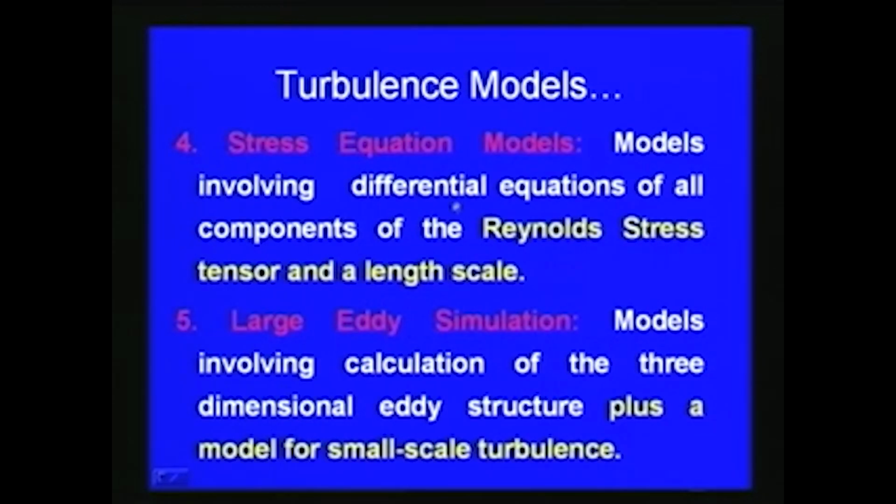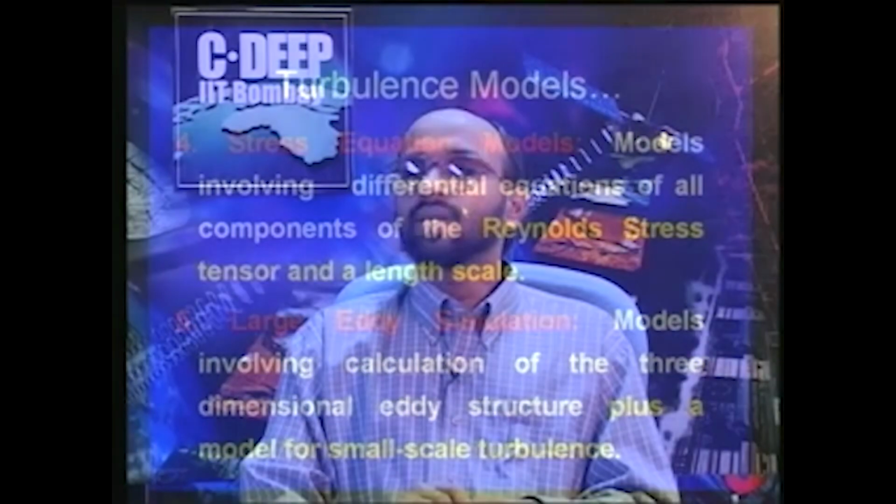And the fourth kind of model is called a stress equation model. Here the model involves differential equations of all components of the Reynolds stress tensor and a length scale. So, this is called a stress equation model, where we use all the differential equations of the components of the Reynolds stress tensor and a length scale.